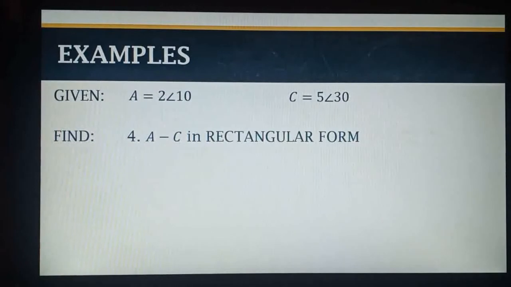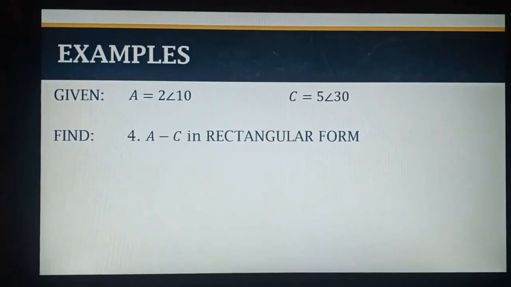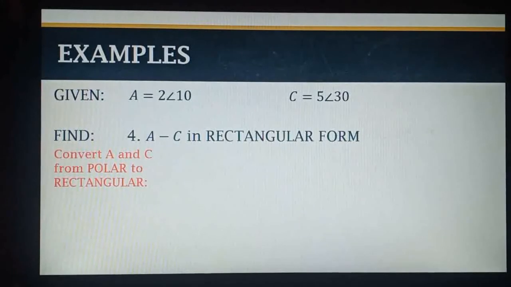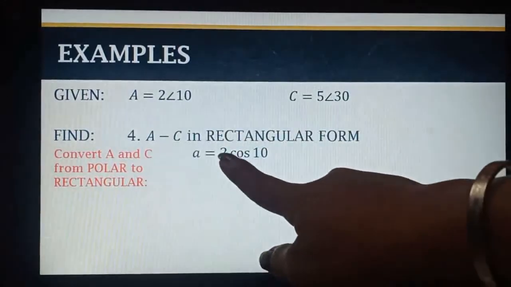Then example number 4, you have A minus C in rectangular form. All you have to do is to subtract A's C. Then you have to convert your answer into rectangular form. Or pwedeng i-convert natin si A at saka si C into rectangular form, then saka tayo magsusubtract. In this case, I will convert A and C from polar to rectangular. So simulan natin kay complex A. R is 2, then angle is 10.